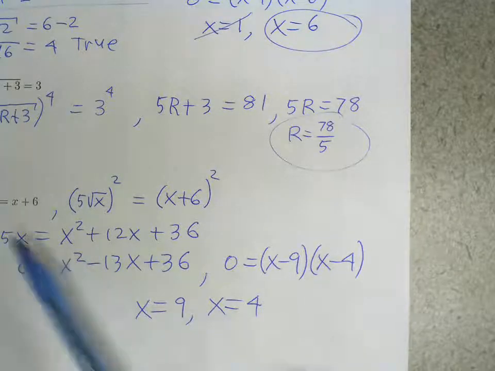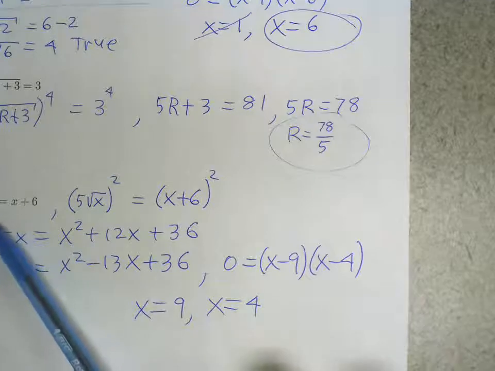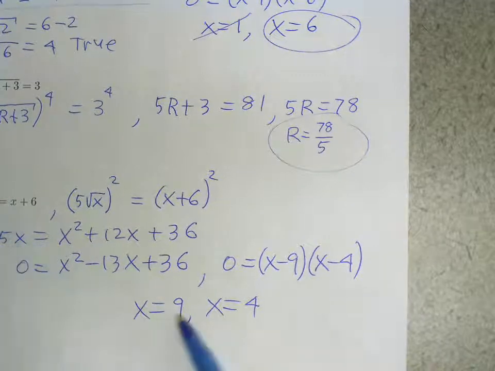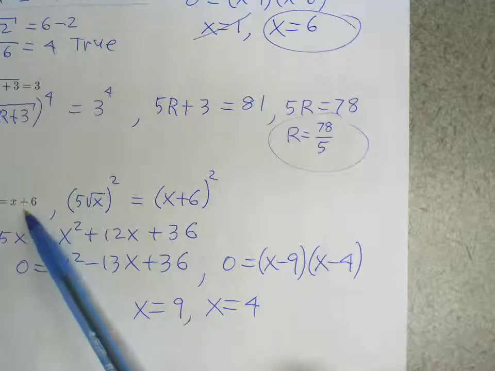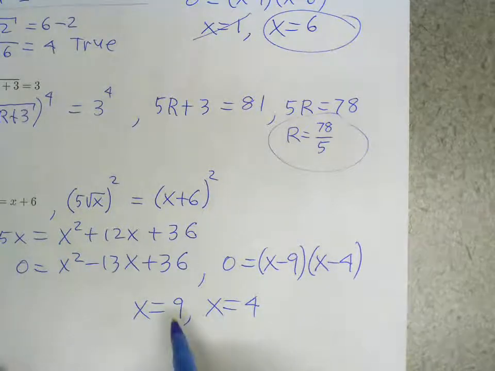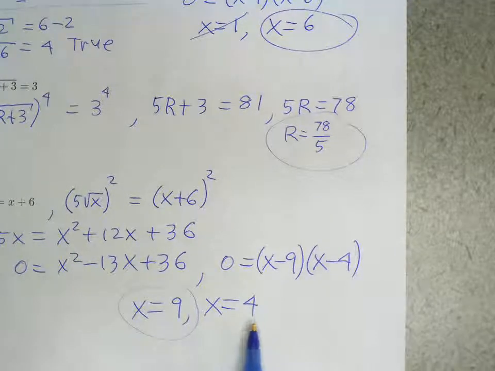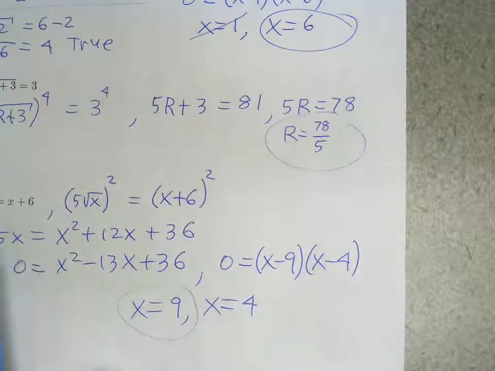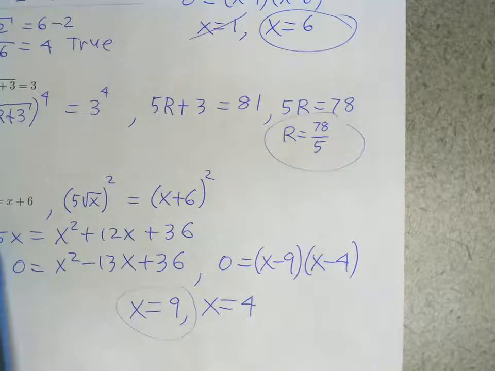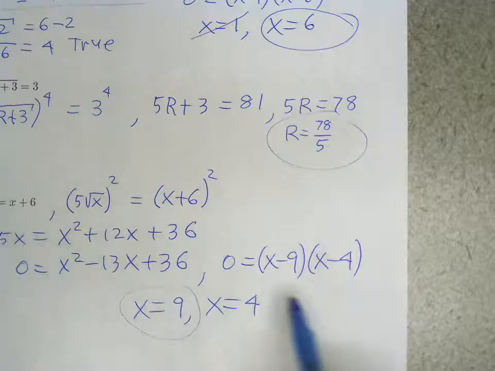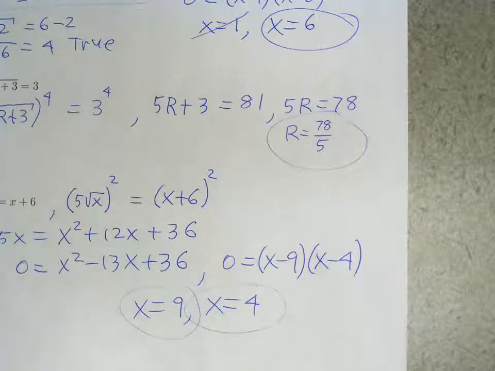Replace every x with 9. 5 times the square root of 9 is 5 times 3, or 15. And on the right-hand side, 9 plus 6 is 15. Well, I guess I'm checking, aren't I? So x equals 9 is a solution. Then when you replace x with 4, 5 times the square root of 4 is 5 times 2, or 10. And the right-hand side, 4 plus 6 is also 10. So both numbers are solutions in that case.